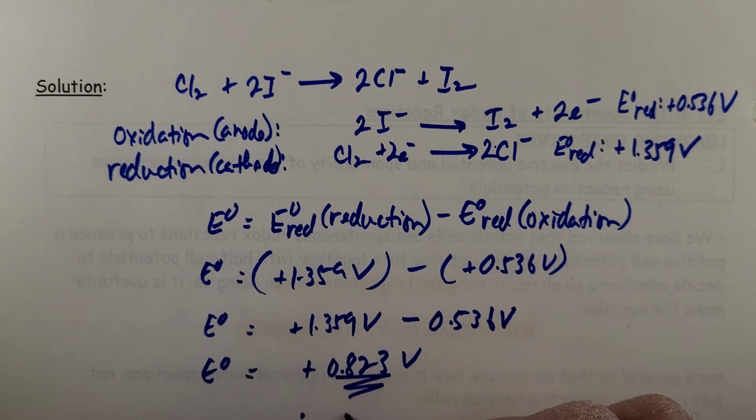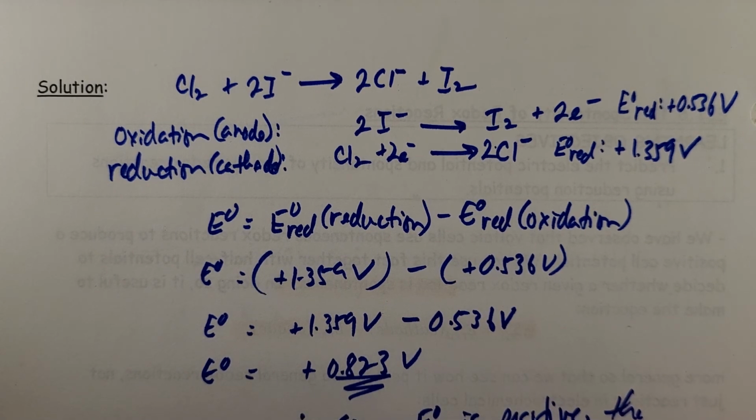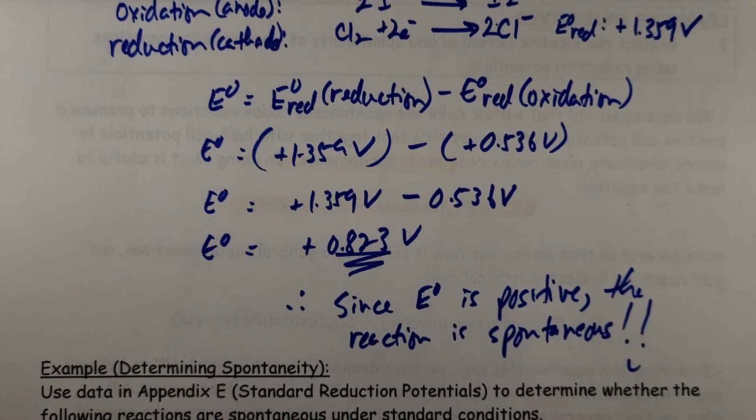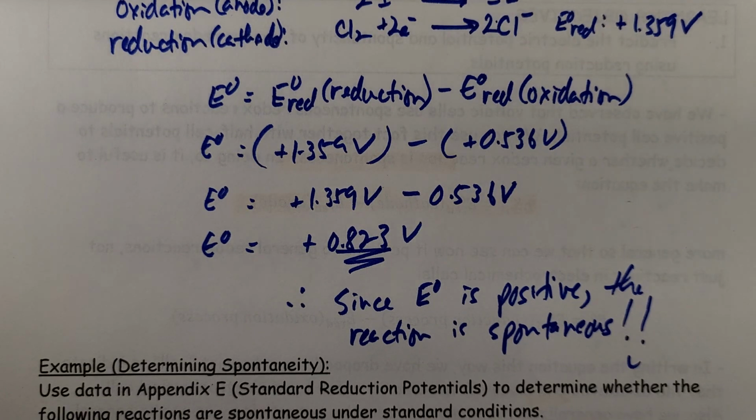Therefore, since E naught is positive, the reaction is spontaneous. So that will be spontaneous because we get a positive value there.